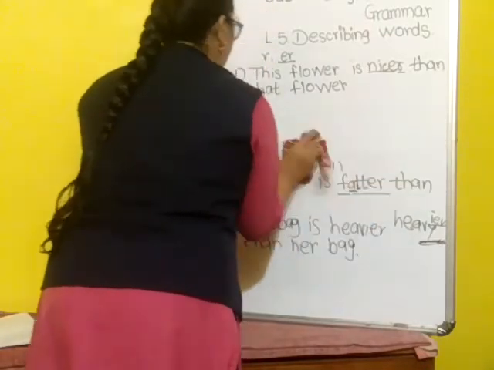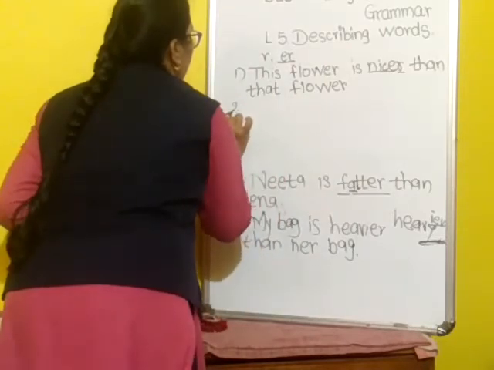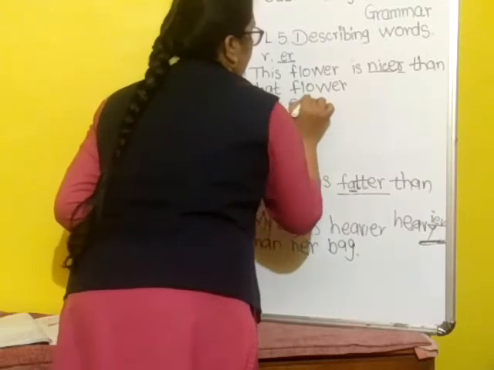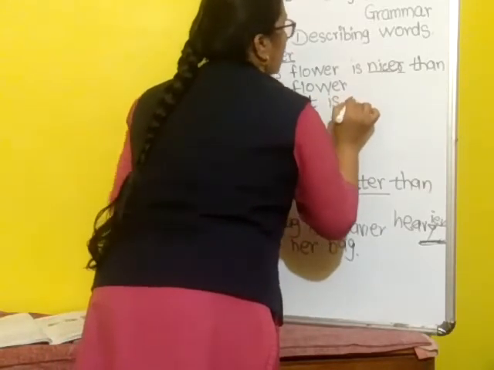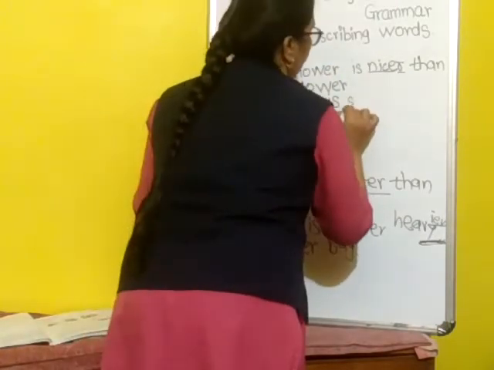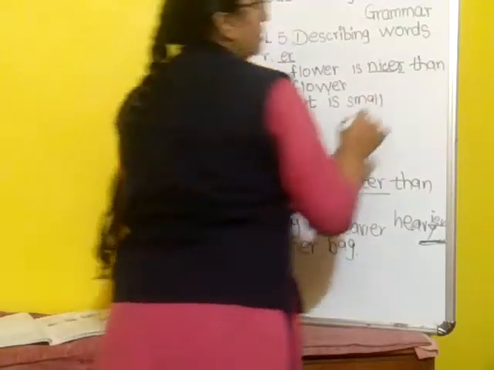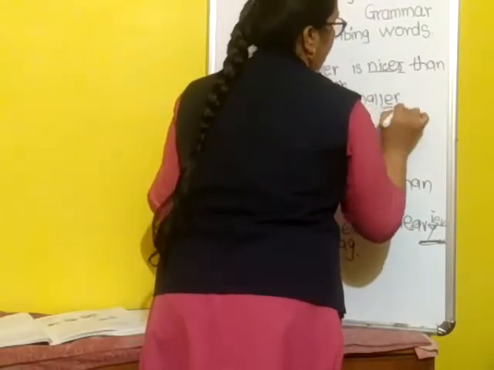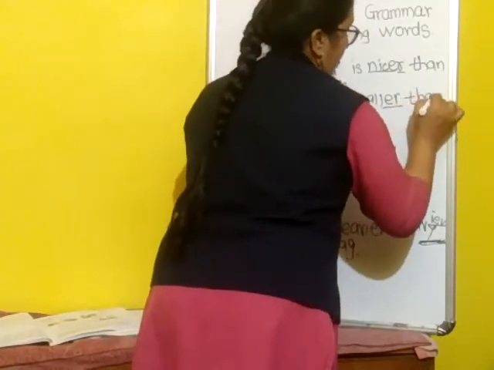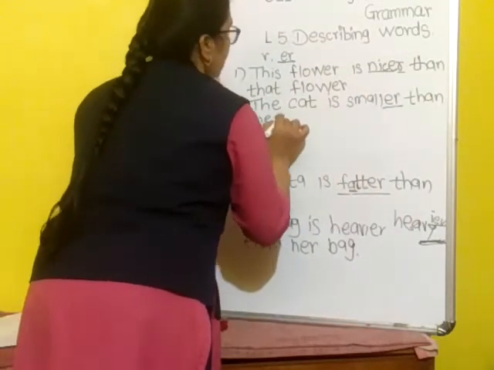Now next is er. How to add er? The cat is... I would like to take the describing word small. So what can I add there? Small. So I should add er to make comparison. So the cat is smaller than the dog.